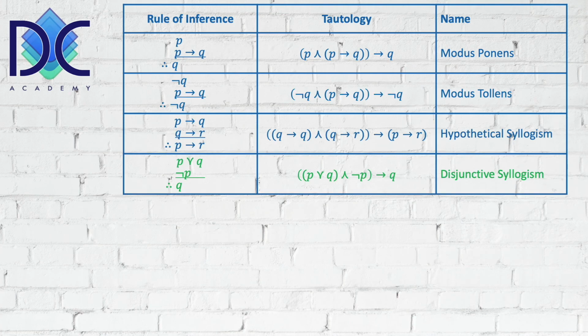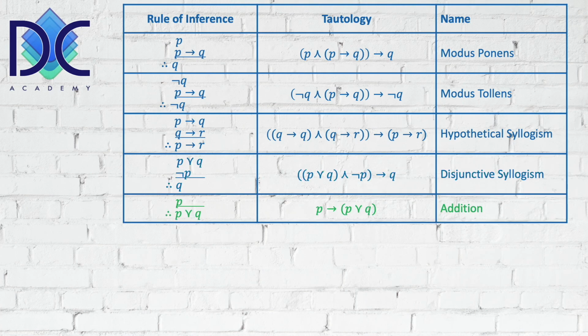The next rule is the disjunctive syllogism, where we have P or Q and not P, therefore Q. So we can write it as the tautology: P or Q and not P, then we have Q. The next one is the addition. In the addition we have P, therefore P or Q, and we can write it as the tautology P implies P or Q.